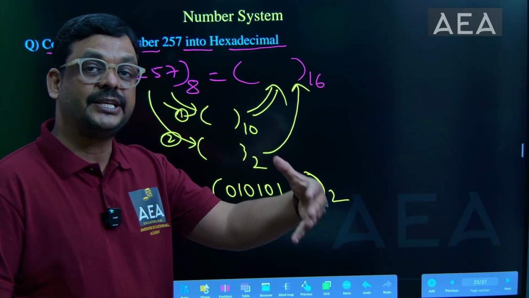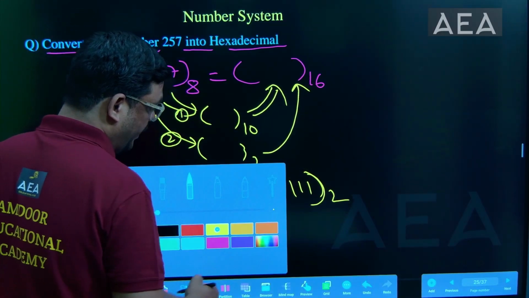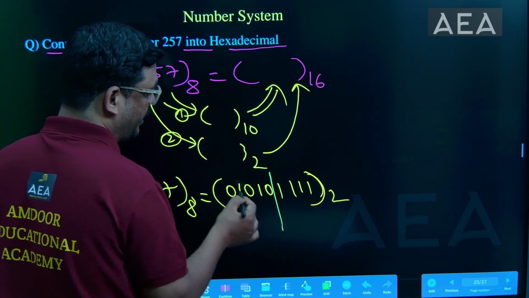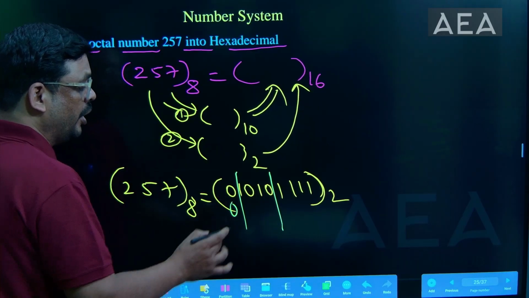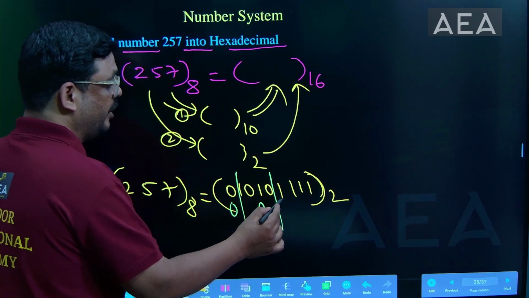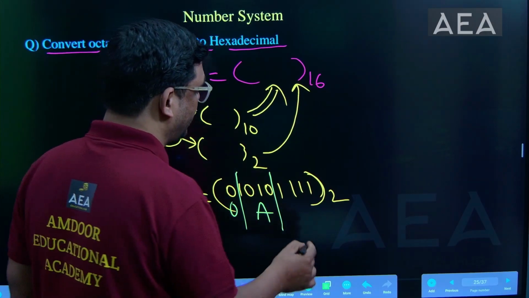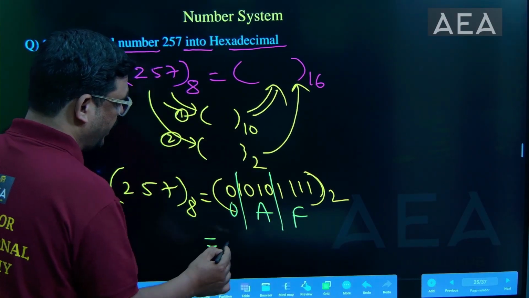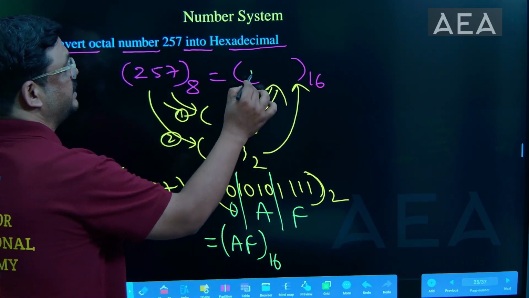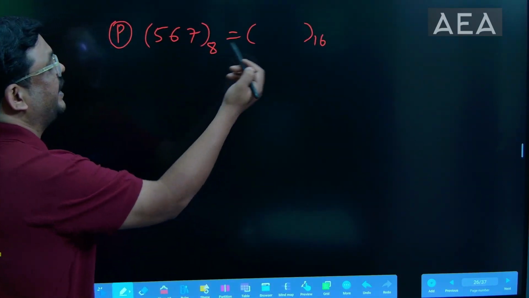To convert binary to hexadecimal, how many bits are required? 4 bits are required. From the right side onwards, divide into 4 bits. Here 4 bits are separated, 4 bits are separated. 0, 1, 0, 1, 0 equivalent value is 10, and 10 equivalent hexadecimal number is A, and 1, 1, 1, 1 equivalent decimal number is 15, and 15 equivalent hexadecimal is F. Finally, the result number is AF. It is a hexadecimal number system. So the answer is AF.